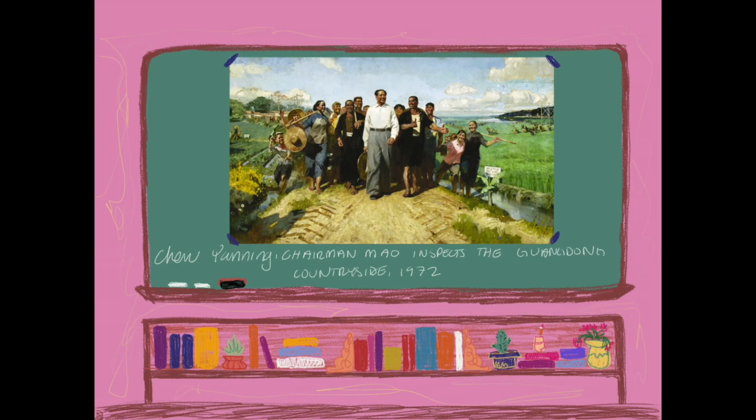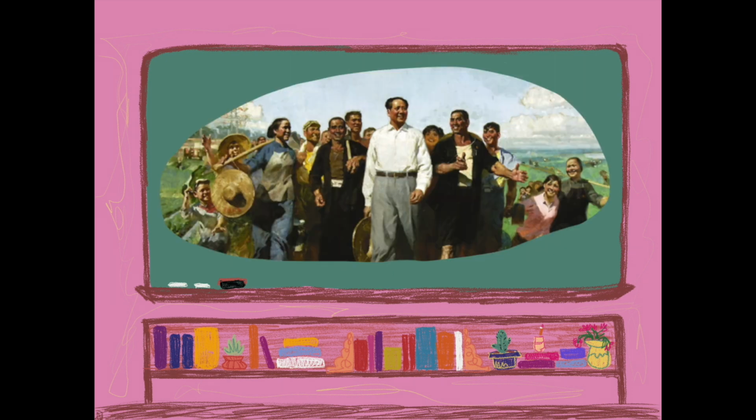For example, in the piece Chairman Mao Inspects the Guangdong Countryside, which was made in 1972 by Chen Yanning, laborers crowd joyfully around the leader, and he leads them across this road like a kind of glorified prophet. But the workers' smiling faces and the lush greenery that surrounds them is a very far cry from the reality of starvation that many citizens experienced at this time in history.